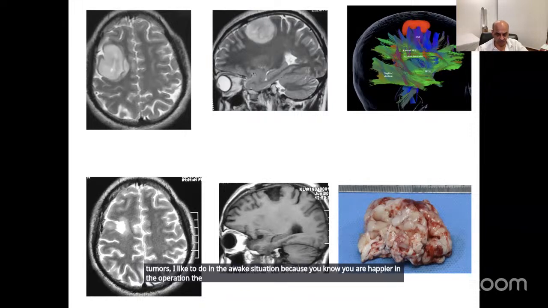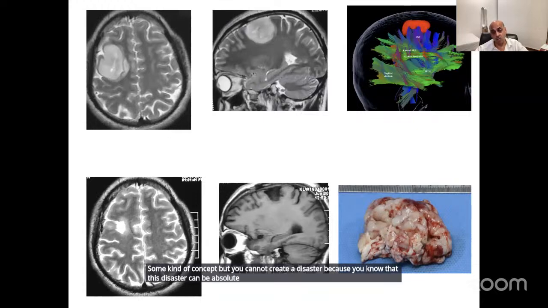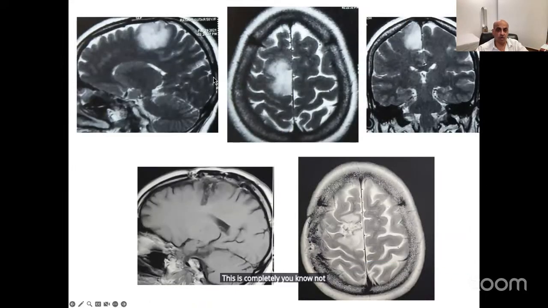You can be convinced of some kind of concept, but you cannot create a disaster, because you know that this disaster can be absolute. And to avoid that kind of situation, you might just like in this area, but not even in the frontal area, you want to do away. This is completely not in my books. It may not be a good idea.